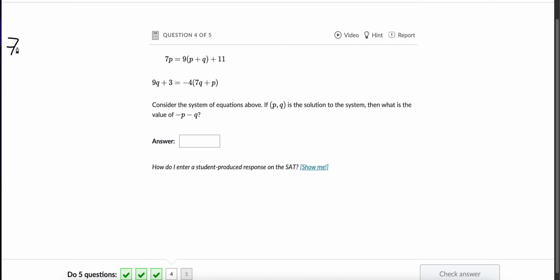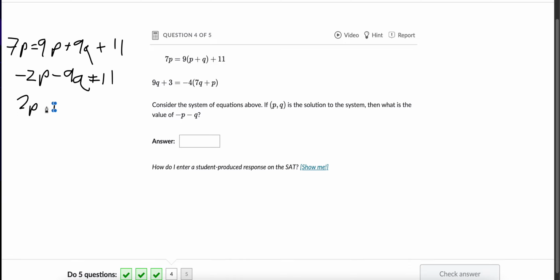For the first one, we have 7p equals 9p plus 9q plus 11. So this becomes 7p minus 9p, which is negative 2p, minus 9q, equals 11. Then we can just change the signs, which makes it 2p plus 9q equals negative 11. So that's our first one.